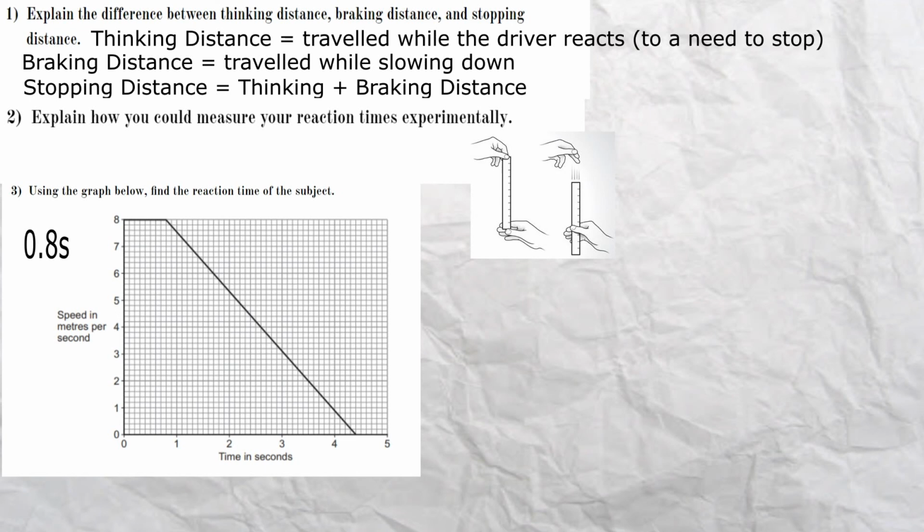That's not bad. By the way, if you told somebody you were doing a reaction experiment, why is it a good idea to do a few repeat readings? Well, people will sometimes anticipate you dropping the ruler, and other times the ruler slips from their grip a bit. So you need an average of a few attempts to be sure you've got a decent whole picture.